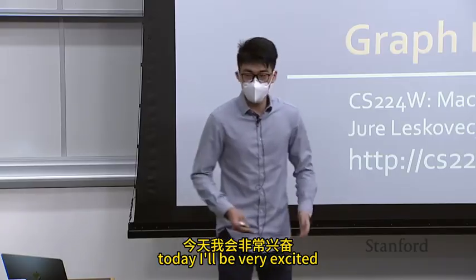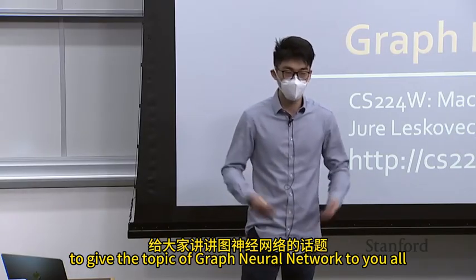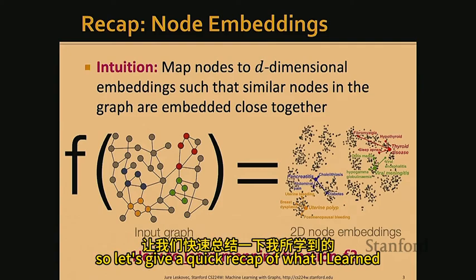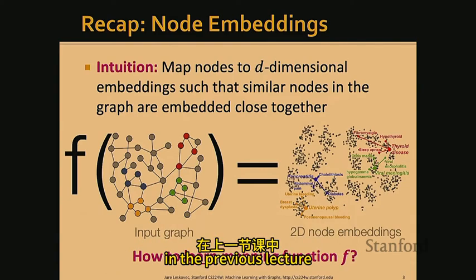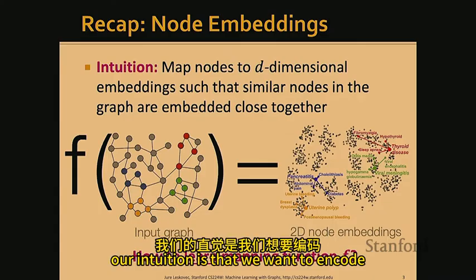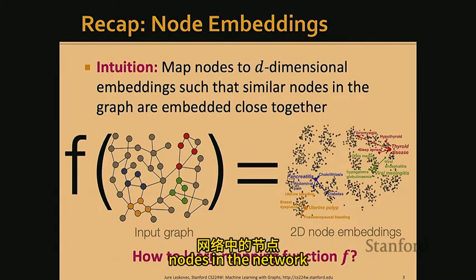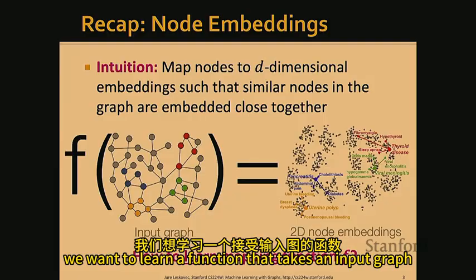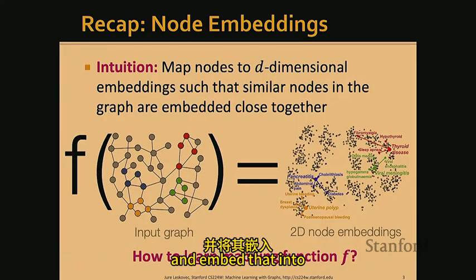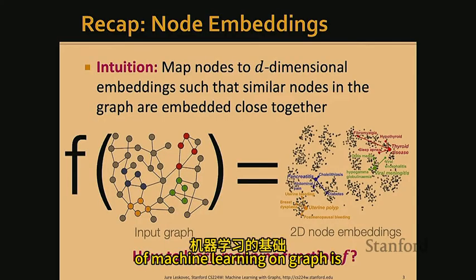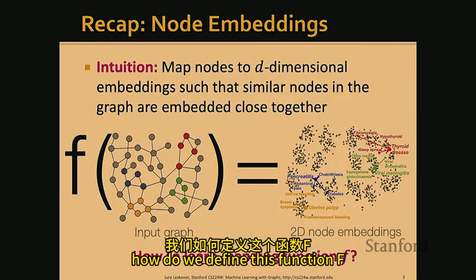Today I'll be very excited to give the topic of graph neural networks to you all in this lecture. So let's give a quick recap of what we learned in the previous lecture. The key concept we learned is node embedding. Our intuition is that we want to encode nodes in the network into a low-dimensional vector space. In particular, we want to learn a function that takes an input graph and embeds that into a low-dimensional node embedding space. Here we project it into 2 dimensions. And the key problem of machine learning on graphs is how do we define this function f?